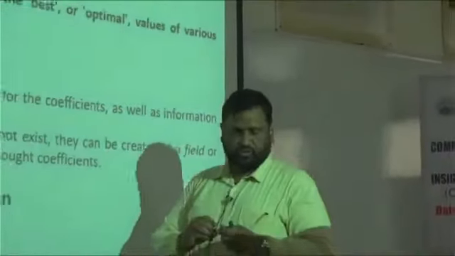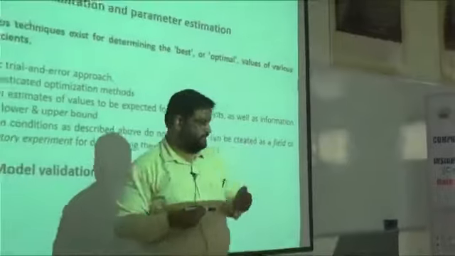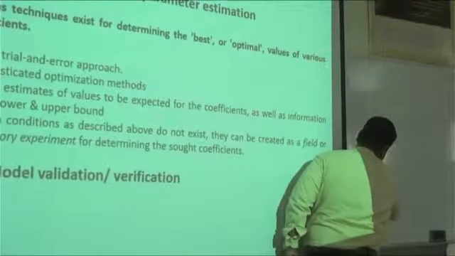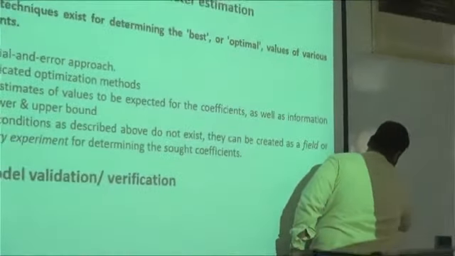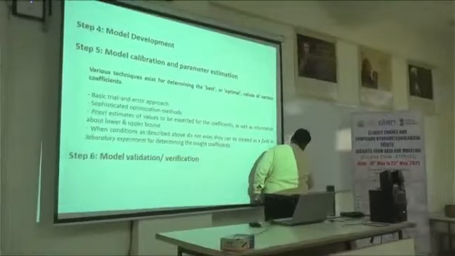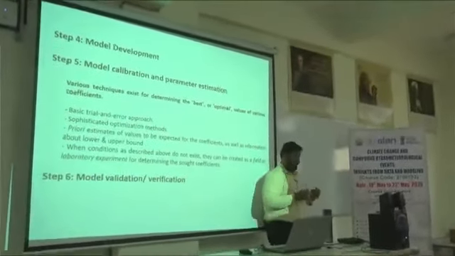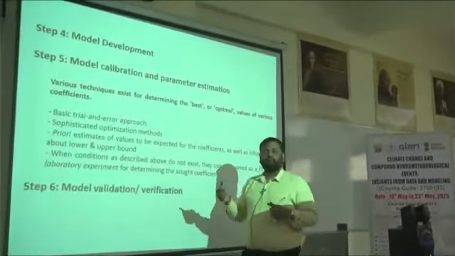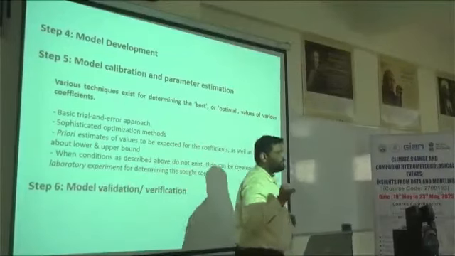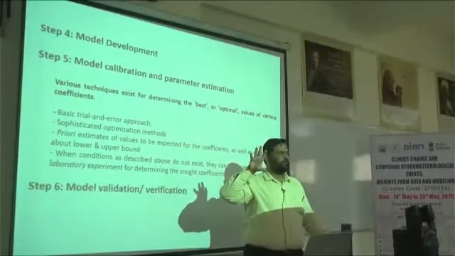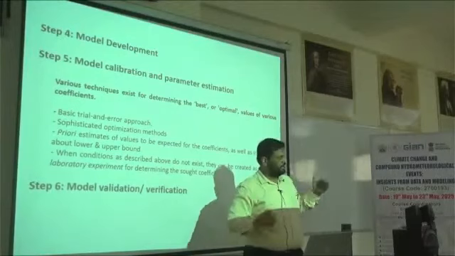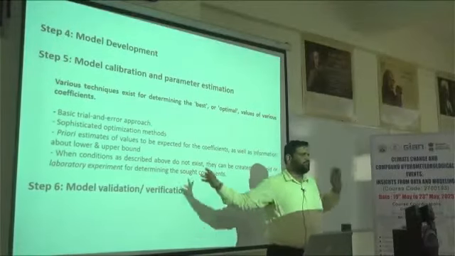Then you have to compute some kind of statistics in the form of R square, Nash-Sutcliffe efficiency, or percent bias. Like that you have to compute, and then you have to evaluate the model performance. If your model is performing satisfactorily, then you can fix your parameters. Otherwise, you have to adjust your parameters. That process is your model calibration process.